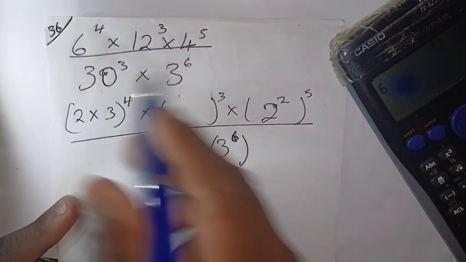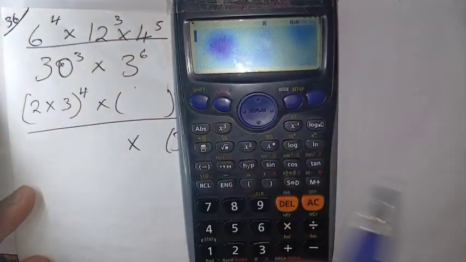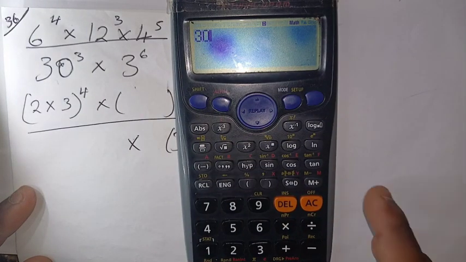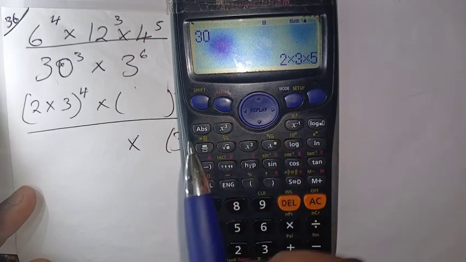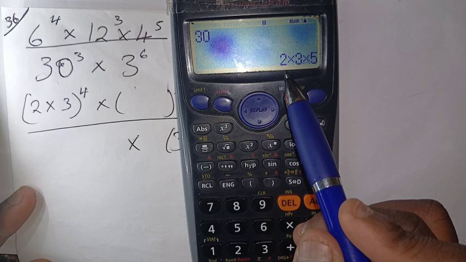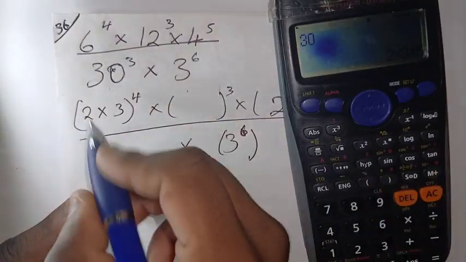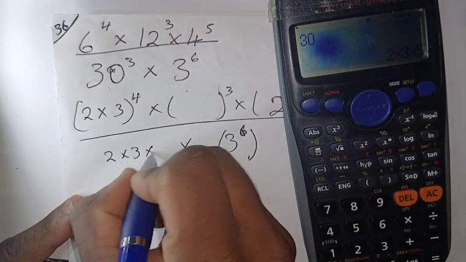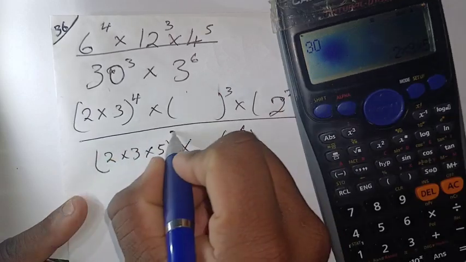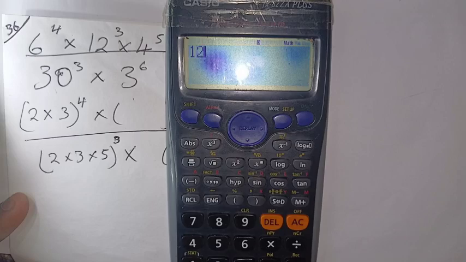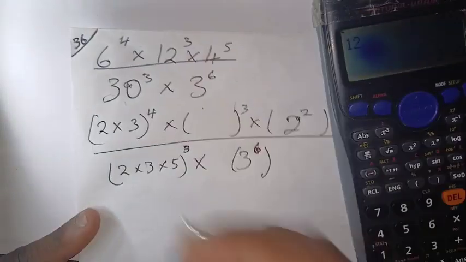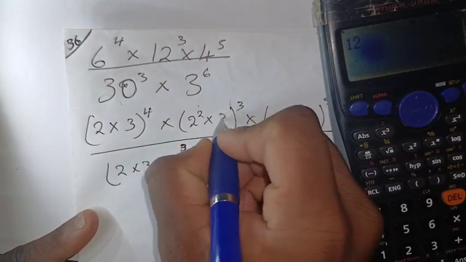So what about 30? Let's try to change 30 and 12. Equal to shift fact. This one gives me 2 times 3 times 5, and here there is 3. Do you see? So let's change 12, equal to shift fact. Here I got 2 squared multiplied by 3.